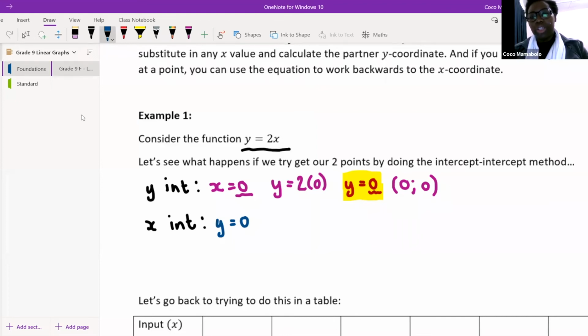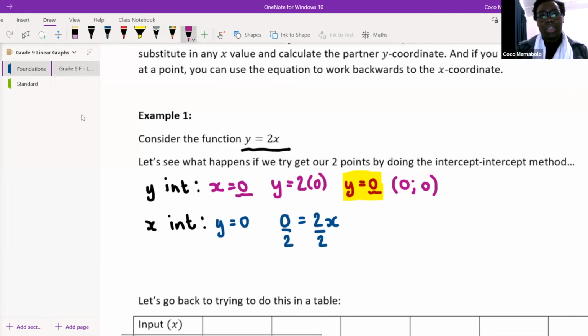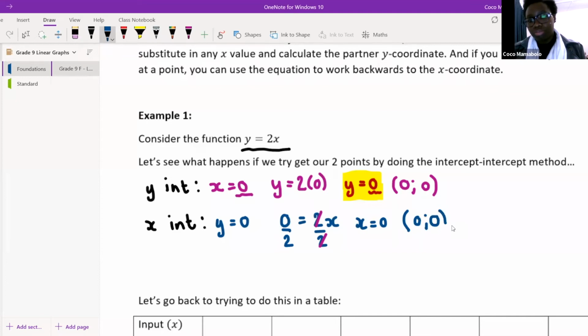Okay. So we know that if we want to find our x-intercept, we need to make y 0. So I'm going to have 0 is equal to 2x. And if I want to solve for x, I'm going to divide by 2, like Ntando says in the chat, and I'm going to divide by 2 on this side again. And these 2 will cancel. And 0 divided by 2 will just give us 0. So then x is also equal to 0. So now my coordinates for my x-intercept are also 0, 0.